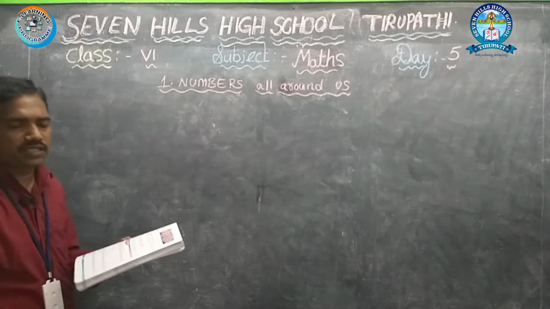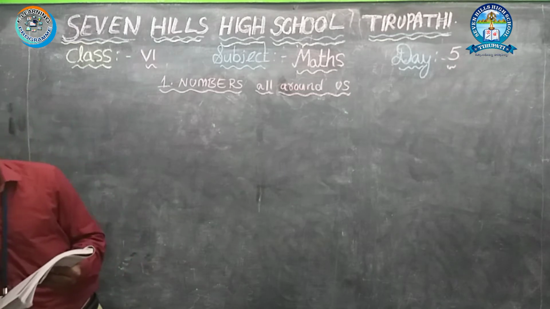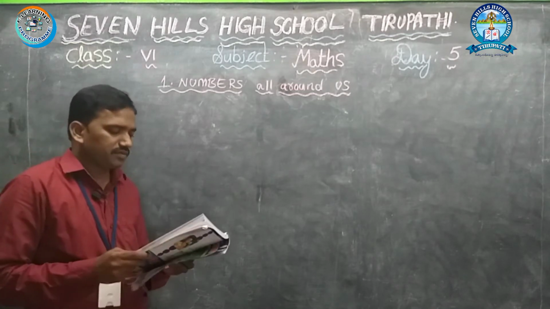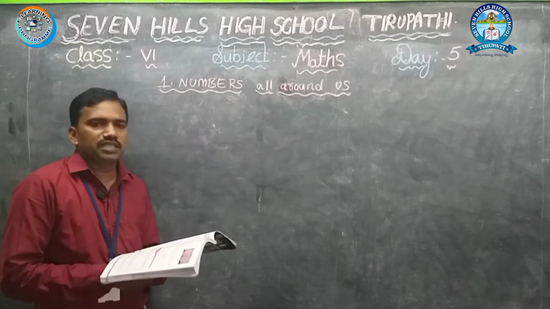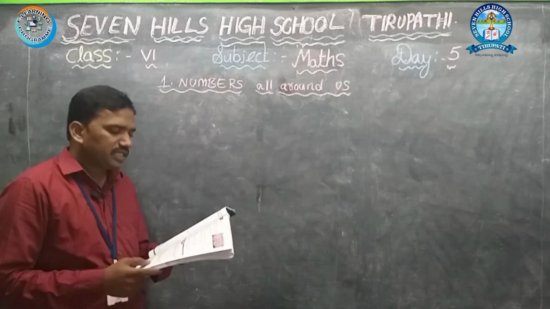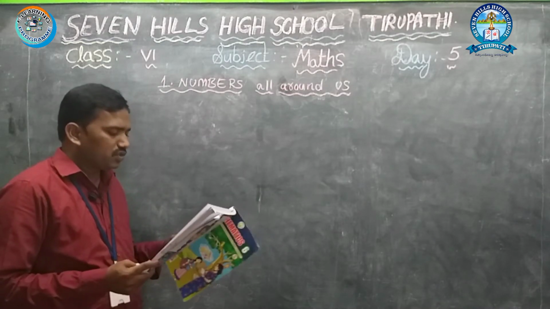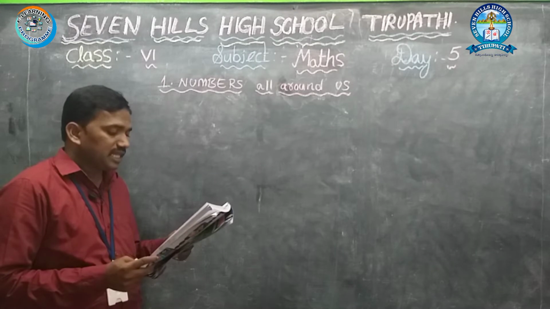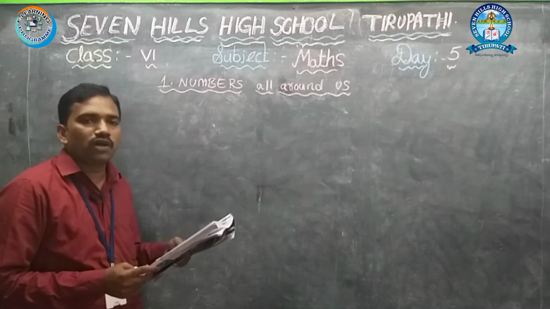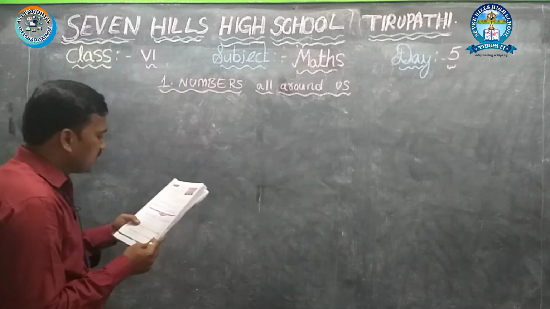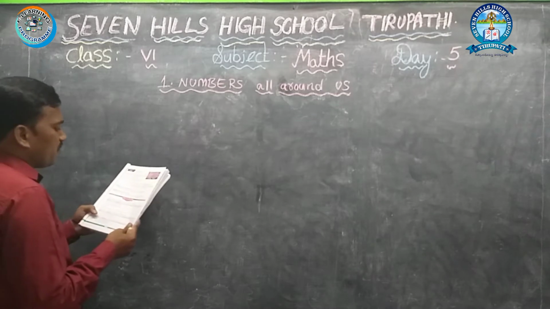Now this is the introduction part of the first chapter. Now we are moving to the exercise. Okay, that is exercise 1.1. In exercise 1.1, first question: identify the greatest and smallest among the following numbers.